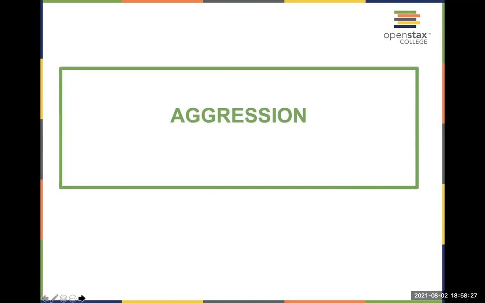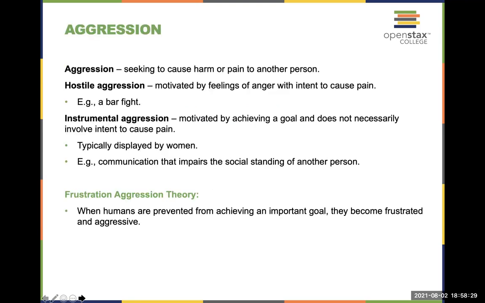All right, and then there's aggression, and we're going to talk about that. There's a couple of different types of aggression, right? First of all, aggression is basically seeking to cause harm or pain to another person. Like, I'm coming after you, and my intent is to cause some type of harm. And there's hostile aggression, where the aggression is motivated by feelings of anger, and there is an intent to cause physical harm or pain. For example, a bar fight, right?